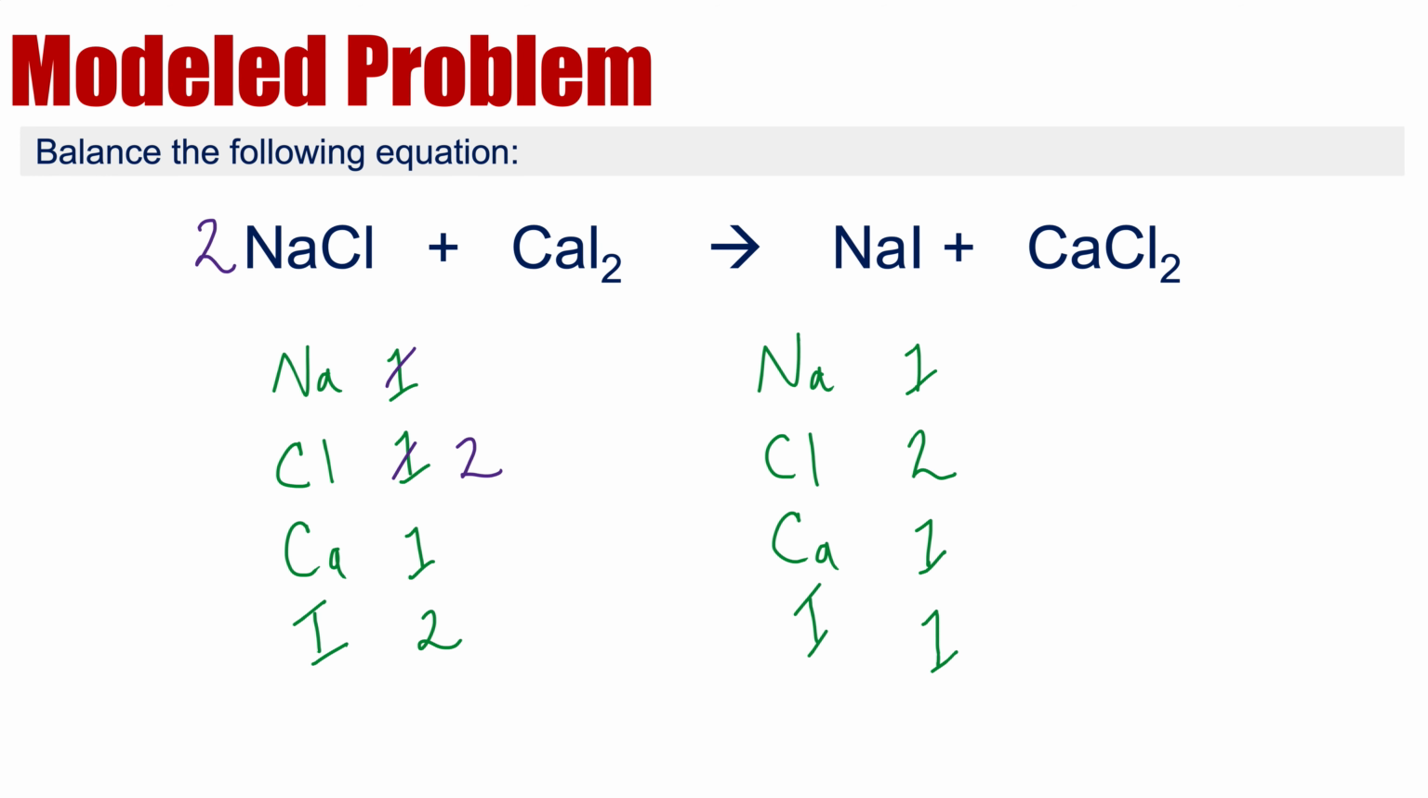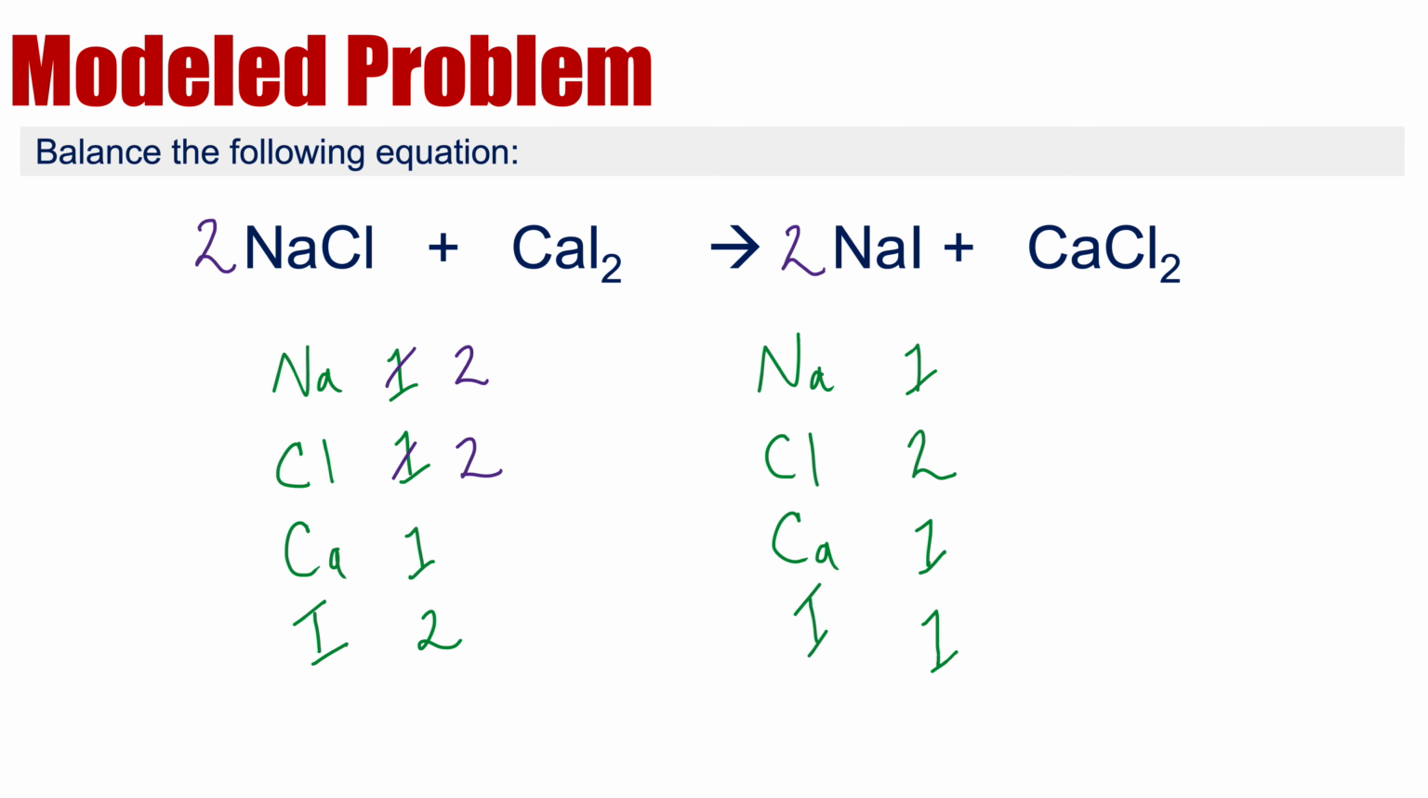I now have 2 times 1, so I now have 2 sodiums on the reactant side. That coefficient alone was not enough to balance the equation. I now see that I have sodium, it's not balanced. So let me see what happens when I place a 2 in front of sodium iodide.